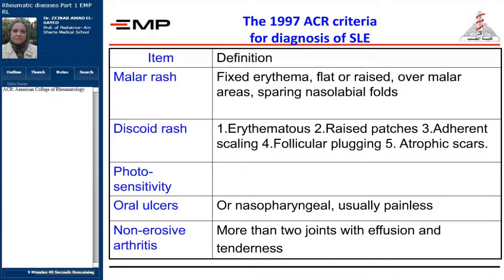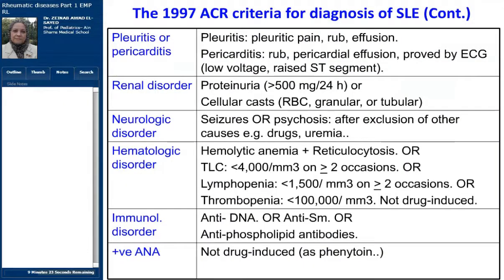Then there are inflammations of the serous membranes and the synovial membranes. This table is completed in the next slide. The inflammation of the synovial membrane is arthritis, and arthritis here is non-erosive, involving more than two joints with effusion and tenderness. So this is one of the criteria out of the 11 criteria. The other serous membranes, which are the pleura and the pericardium: inflammation of any of these is considered 1 point. Renal disorder is the presence of proteinuria more than 500 mg per 24 hours, or the presence of cellular casts, whether RBCs, granular, or tubular casts.